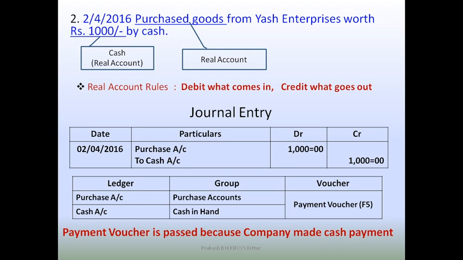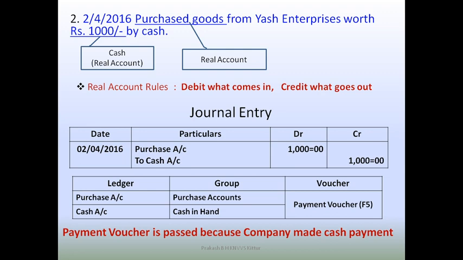And to cash account. Cash is a real account, and for real accounts, credit what goes out. So cash went out of the company, therefore it is on the credit side. So purchase account on the debit side, and then to cash account on the credit side, we have entered.